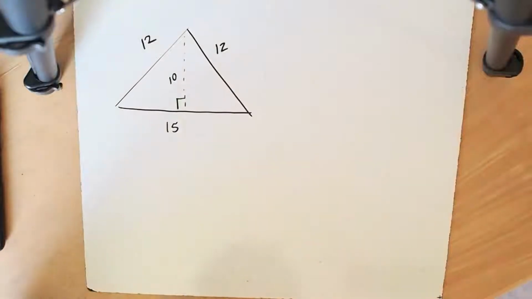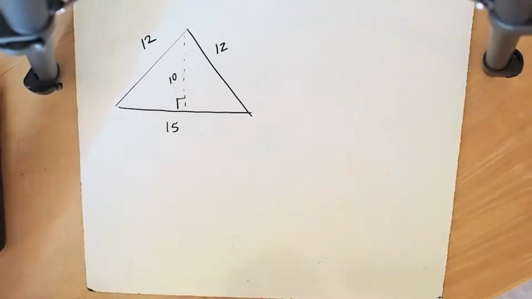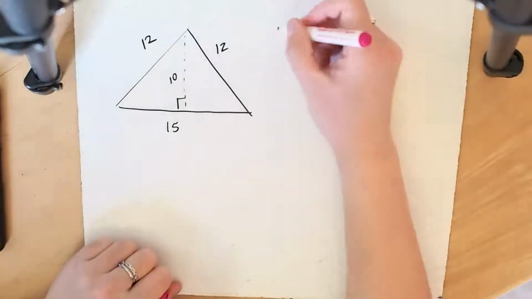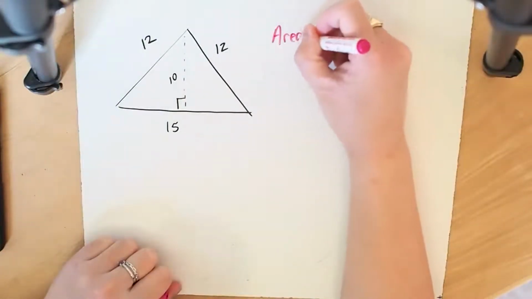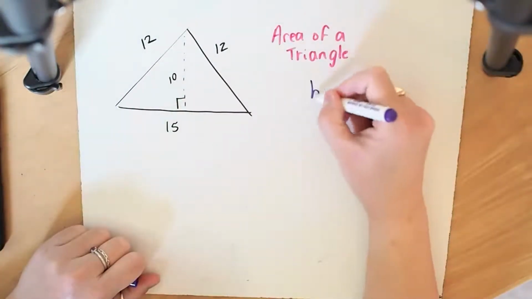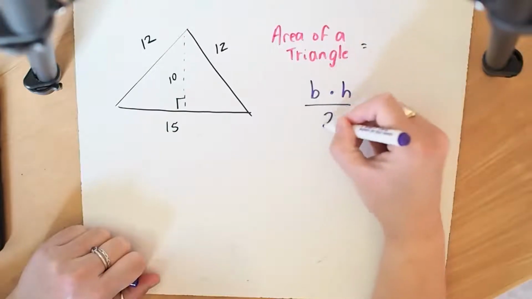Hi guys, I think today it's really important that we review how to find the area of a triangle. We didn't do so hot with the last lesson, and I think that's because we didn't always follow the formula, or maybe we weren't able to identify the base and the height. If we go back to the area of a triangle formula, which you should be writing every time, you'll remember that it's the base times the height all divided by 2.